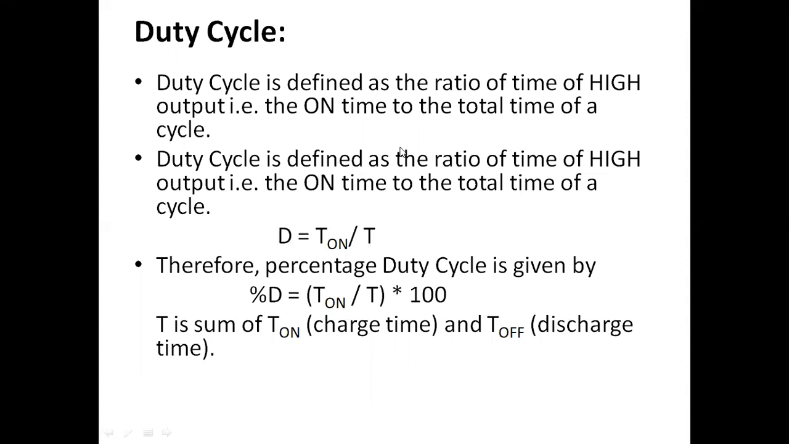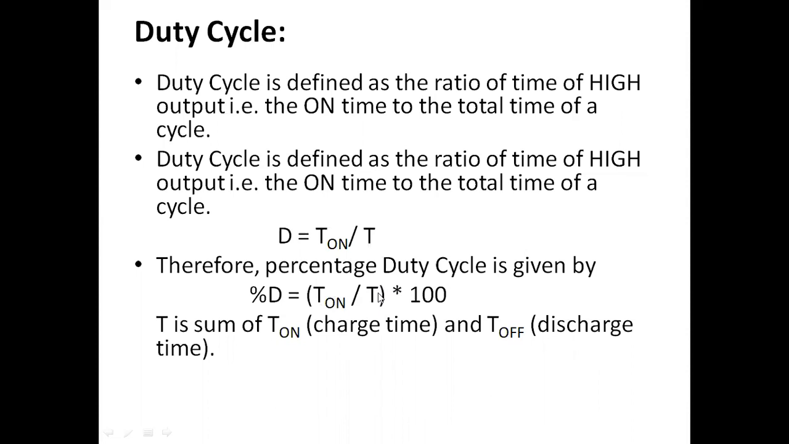The duty cycle is defined as the ratio of on time to the total time of the cycle. That means it is defined as the ratio of time of high output, that is on time, to the total time of the cycle. So here we have the mathematical expression D is equal to T on by T. In percentage, we can also say that percentage D is equal to T on by T into 100, where T is the total time, T on is the on time.